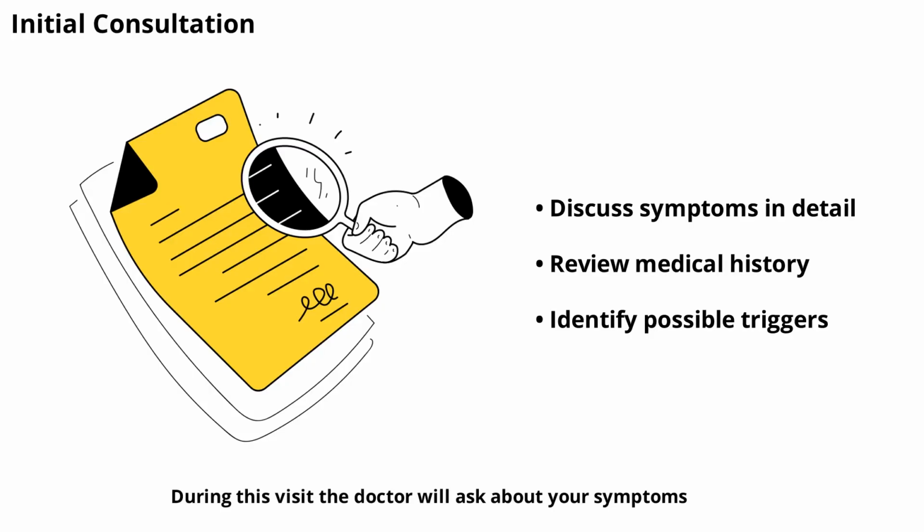During this visit, the doctor will ask about your symptoms, such as how often you urinate, the severity of your pain, and any triggers you've noticed. They'll also inquire about your medical history, including any previous urinary tract infections, surgeries, or chronic illnesses. This conversation helps the doctor form a preliminary picture and decide which tests may be necessary. It's important to be open and detailed, as this information guides the next steps in the diagnostic process.